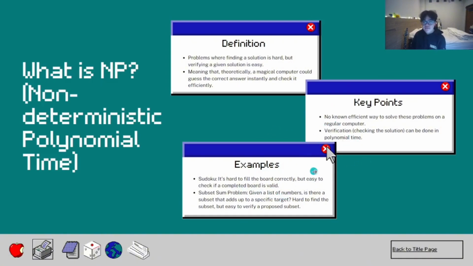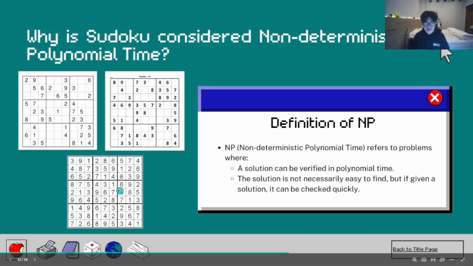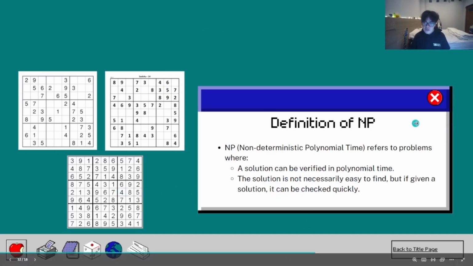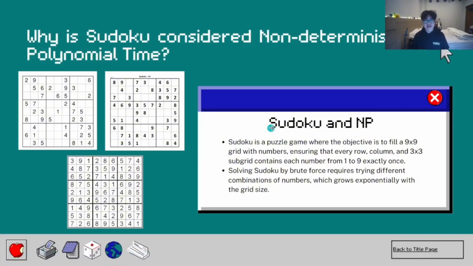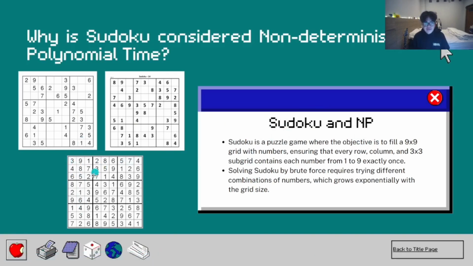Now, let's delve more deeply into Sudoku and find out why this is NP. So, again, let's define what NP is. NP problems refer to problems where a solution can be verified in polynomial time, but the solution is not necessarily easy to find. But if we were given the solution, it can be checked quickly. Sudoku is a puzzle game where the objective is to fill a 9 times 9 grid with numbers, ensuring that every row, column, and 3 times 3 subgrid contains each number from 1 to 9 exactly once, as you can see here.